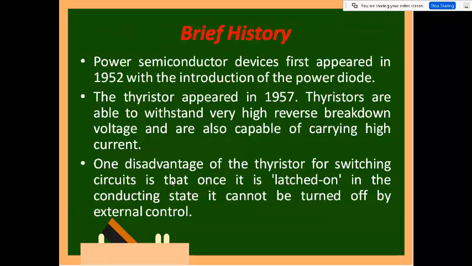Then let us go with the brief history. The entire field of power electronics came into picture only after 1952. Then thyristors appeared in 1957. Thyristors are able to withstand very high reverse breakdown voltage and are also capable of carrying high current. Also, whenever you have any AC to DC conversion, I am repeatedly saying this subject is very useful for your ME project. In UG you might have done your project in a group, whereas in ME you have to do the project separately.